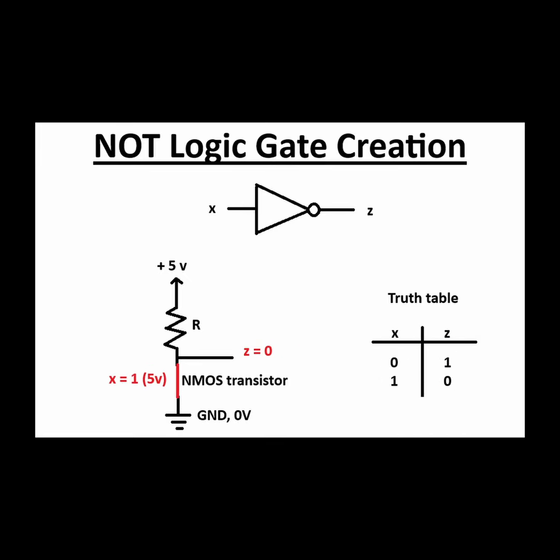Conversely, when the input is 1 or 5 volts, the switch is closed. This creates a connection to ground, which pulls the output voltage to the ground voltage, which is 0. Thus, an input of 1 makes an output of 0. This is exactly the desired behavior of a NOT gate.